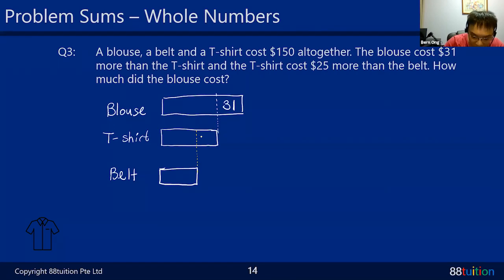So this portion is $25 more. I also automatically cut upwards. Can you see or not? Because there are 3 items, I automatically cut upwards. Down here is also 25.